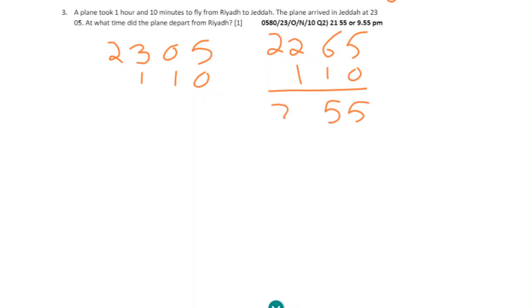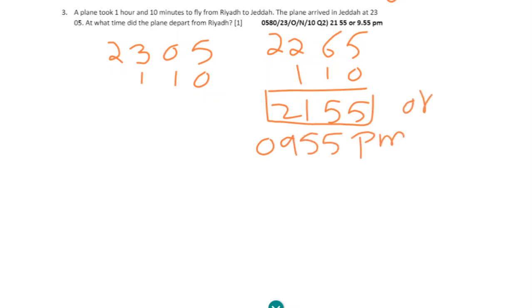we get 21 hours. So the answer is either 21:55 in the 24-hour clock, or since the question has not specified which form of time you have to give the answer in, you can simply give this in AM and PM as well. So for that, subtract 12 from it, and you will get 09:55 PM. Both answers are acceptable.